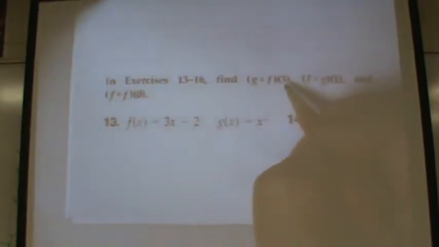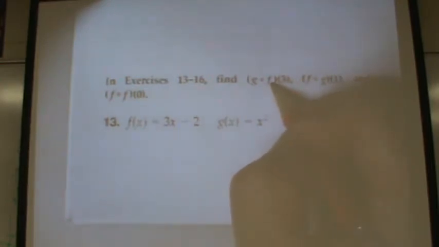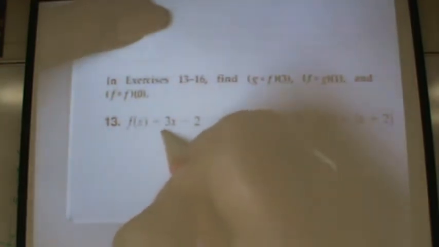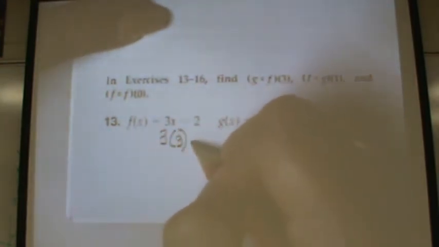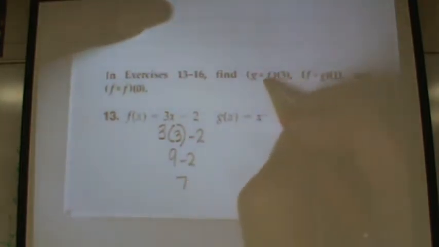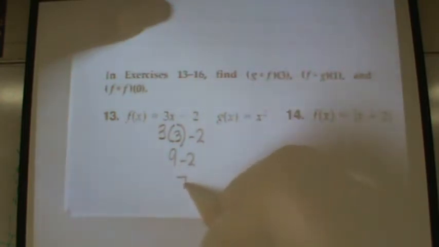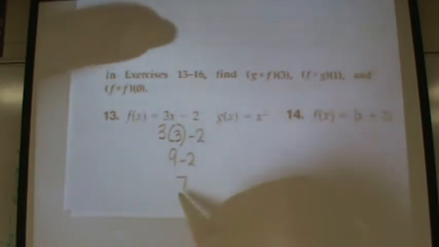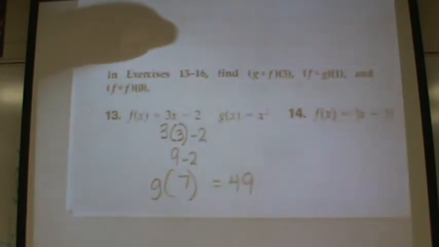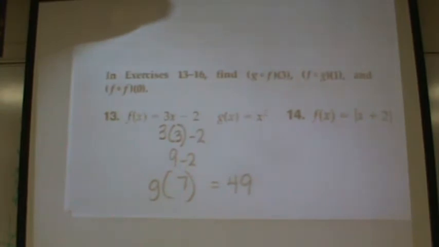You're going to plug the input into f here. You're going to plug 3 in the f function. If you were to plug 3 in the f function, you have 3 times 3, and then you're going to subtract 2. So 9 minus 2 is 7. Then that 7, the output when x is 3 in the f function, is now going to become the input in the g function. So you're going to find g of 7. So 7 squared is 49. So that's the first one.